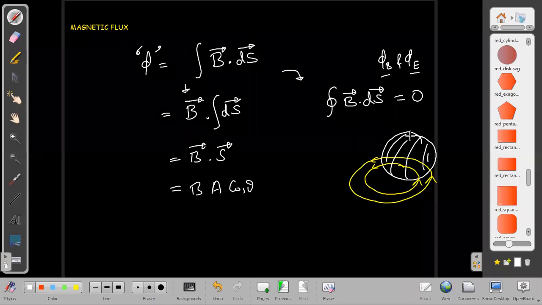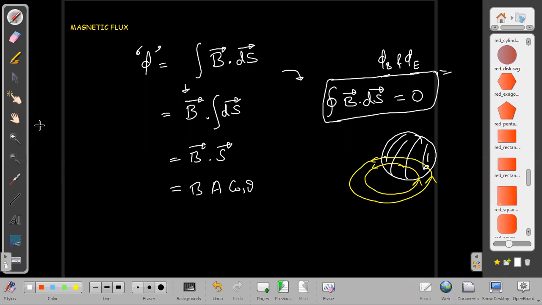This is a closed surface area. In this white surface, the yellow field lines are entering, and those are leaving also. They will not just enter and not leave. So around the closed surface, the B dot ds value will always come out to be zero. This is something which is not in electrostatics. It is unique to the magnetic field. Other than that, nearly the same only.